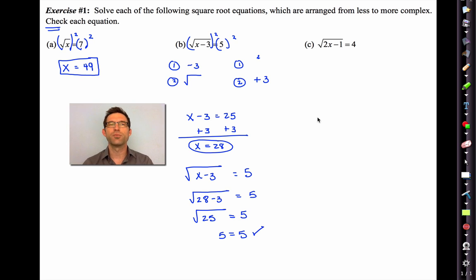We've got some more of these in exercise 1, but we'll bring them up on the next page. Think about your order of operations here, what's been done to x, and what you have to undo in the proper order. Pause the video and think about that a little bit.